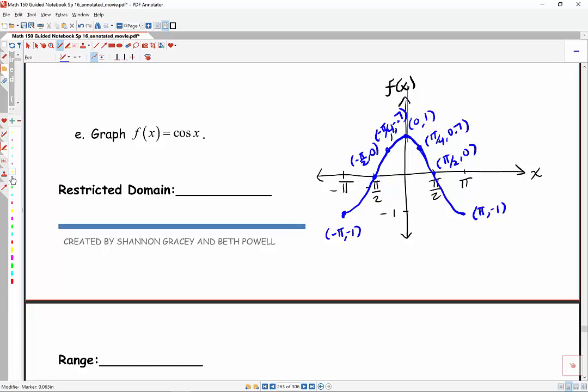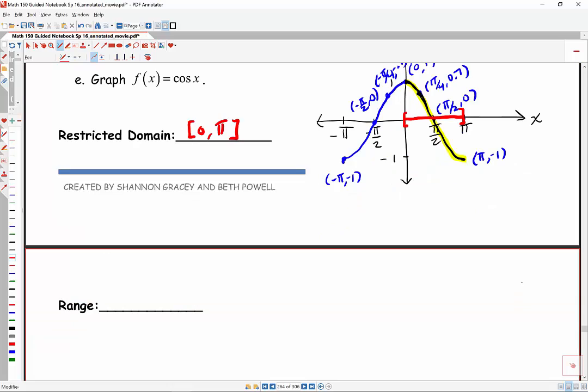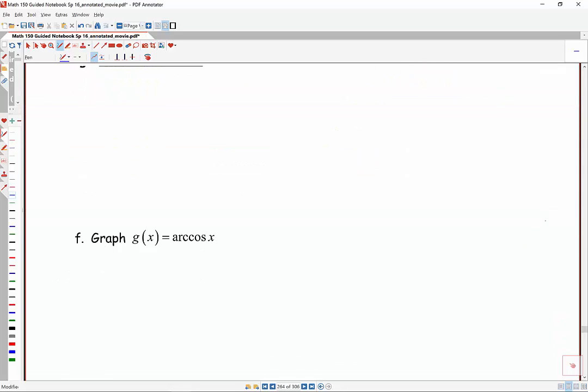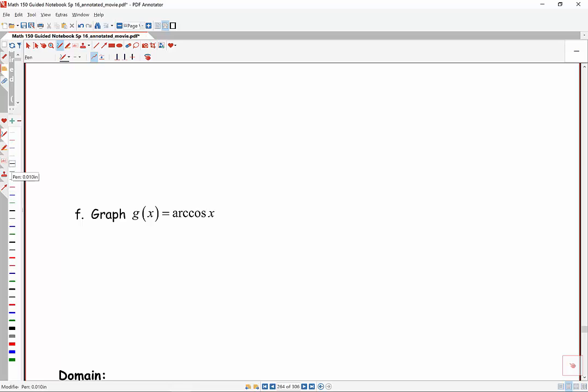If we look here, do you see that from 0 to pi, we've got all of our possible range values? So if we restrict our domain, and this would be inclusive, so if we restrict our domain from 0 to pi, we'll be good to go. So that'll be 0 to pi inclusive, okay, and then our range is again from -1 to 1 inclusive.